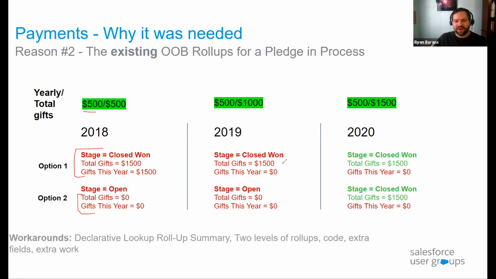Again, total gifts would be 1,500 if you did closed won, and gifts this year is 0. Neither one of those is accurate. If it's open, 0, 0, also inaccurate. Then in the 3rd year, after they've paid all 1,500, the total gifts would be 1,500, but the total gifts this year field would be 0, which is inaccurate. And then it would be accurate. So you can see, very incrementally, why not rolling up payment data led to inaccurate information for the end user.